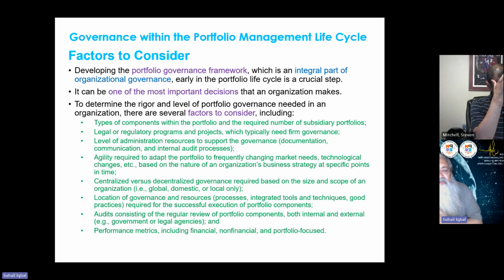Centralized versus decentralized governance framework, location of governance and resources, audits consisting of regular reviews, performance metrics, especially related to financial, non-financial, and portfolio focused matters.